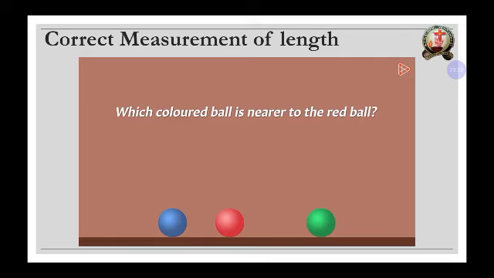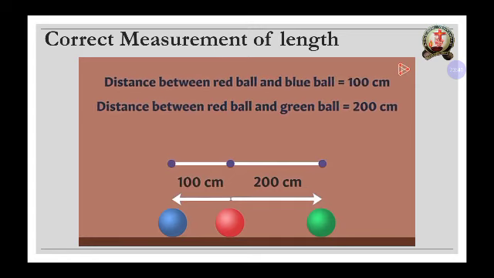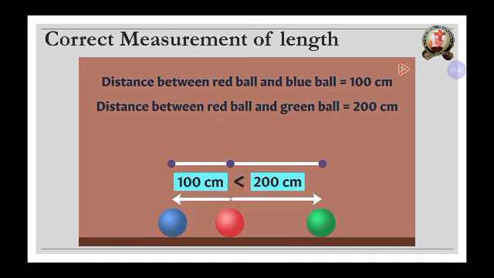How did you answer this question? From this observation, we can see that the distance between the red and the blue balls is less than the distance between the red and the green balls. For instance, say this distance is 200 centimeters and this distance is 100 centimeters. We can write it in words like this. We know that 100 centimeters is less than 200 centimeters and hence this distance is greater than this one.